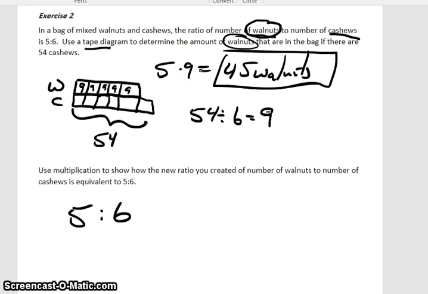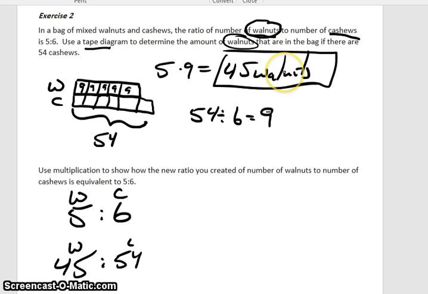Again, order is important here. So we got walnuts to cashews, 5 to 6, yes. Determine how many walnuts if there are 54 cashews. Okay, so I did label it correctly. Whoo! All right, let's go back to where we were. 5 to 6. So we've got walnuts and then cashews. What I figured out was I had 45 walnuts, so I'm going to put it right below, because it's 45 with the walnuts. Order is important here. And then cashews, there were 54 cashews.